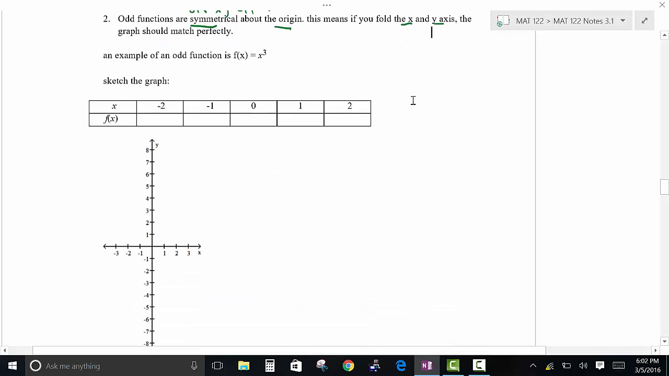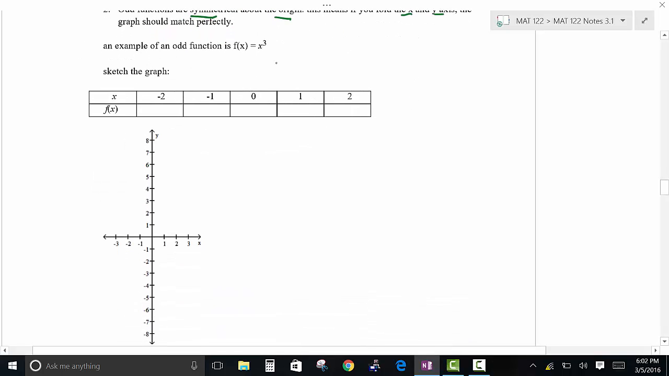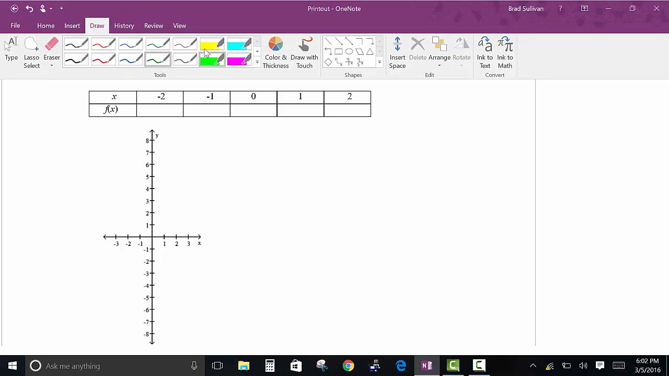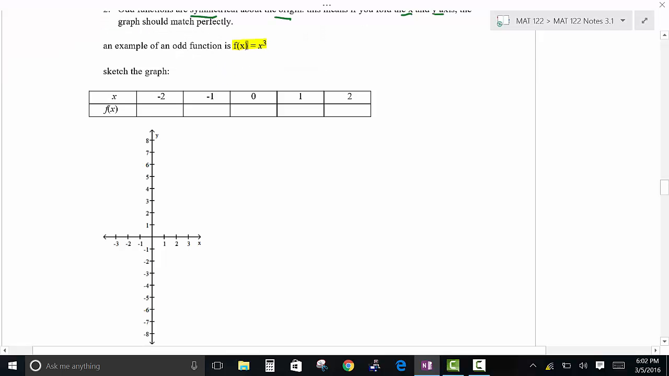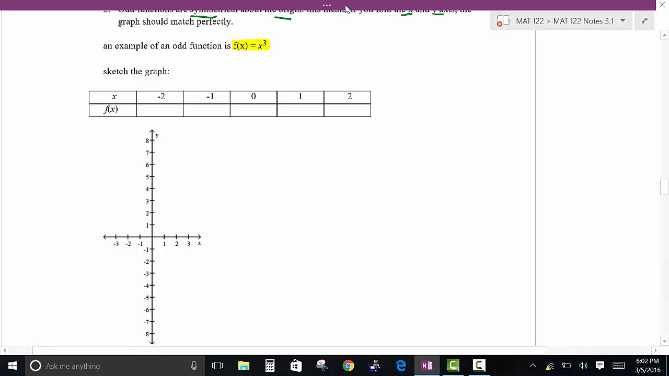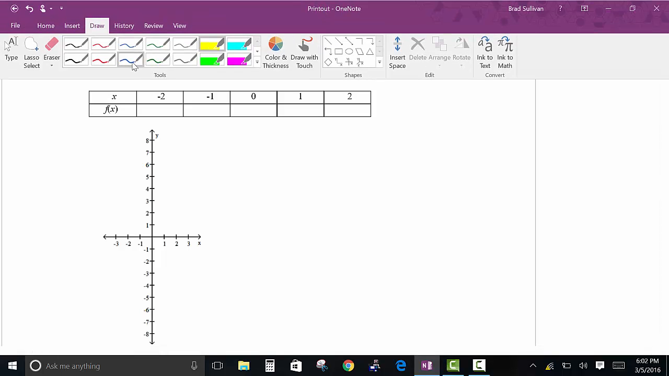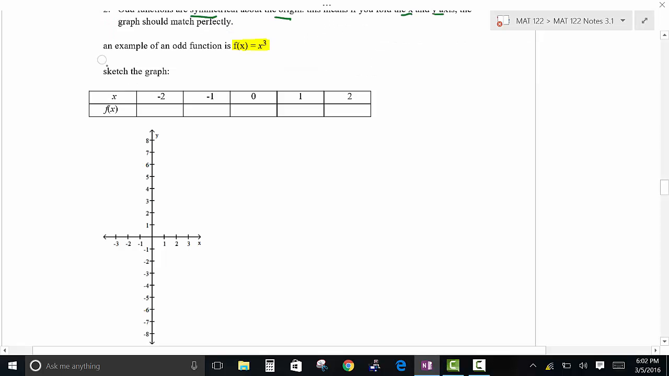So I'm going to just review a real simple example of an odd function. Okay, so let's look at f of x equals x to the third. We're going to go over and make a table of values, plot this, and then I think this will help you see how this goes. So we're just going to take these x values. You can take any number to the third power.